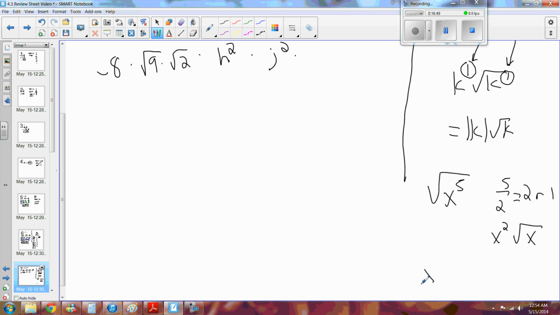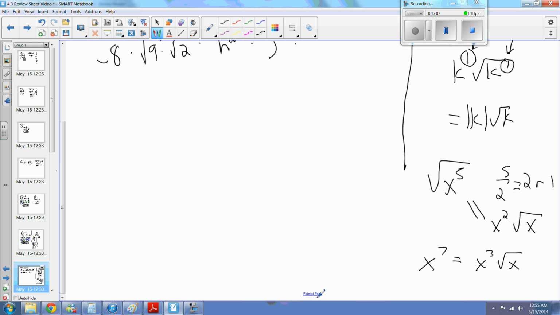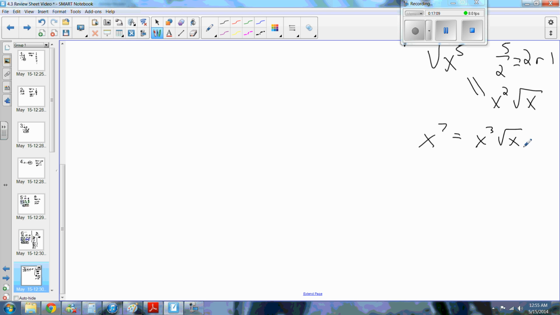What about, let's say, x to the 7th? Well, 7 divided by 2 is 3 remainder 1. So my answer is x to the 3rd root x. It's always going to be root x. So the exponent of the variable underneath the radical is always, always, always 1.